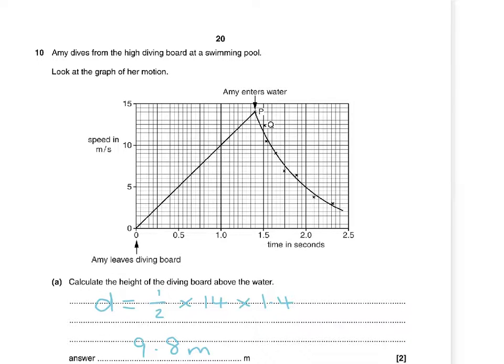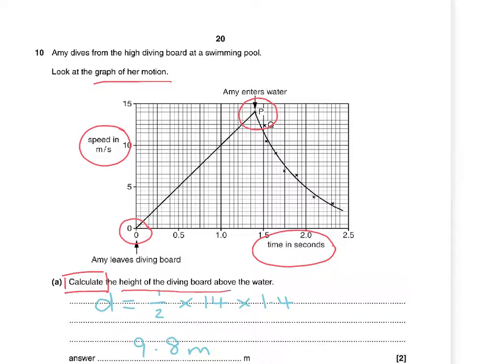Okay, question 10. Amy dives from the high diving board at a swimming pool. Look at the graph of her motion. So motion graphs are commonly an area where students do struggle. So there's two types of motion graph: distance time graphs, speed time graphs. This is a speed time graph, so you do have to recognize what the graph is telling you. And so I can see from this that we've got at time 0, Amy leaves the diving board, and obviously at this point P up here, she actually enters the water. So the first question says, calculate the height of the diving board above the water.